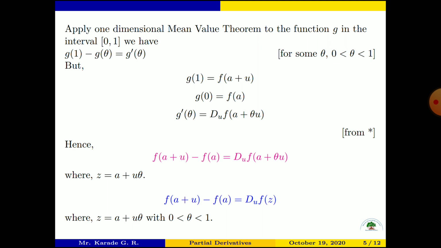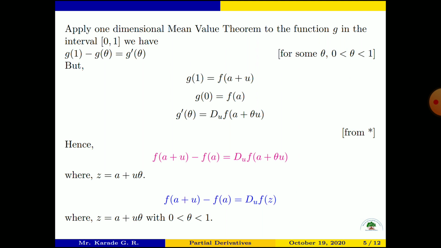So hence f of a plus u minus f of a is equal to this thing. g of 0 is f of a, so finally g of 1 is f of a plus u, and g dash of theta is nothing but du f of a plus theta u. So thus we have proved this. The mean value theorem is proved here for a scalar valued function f.